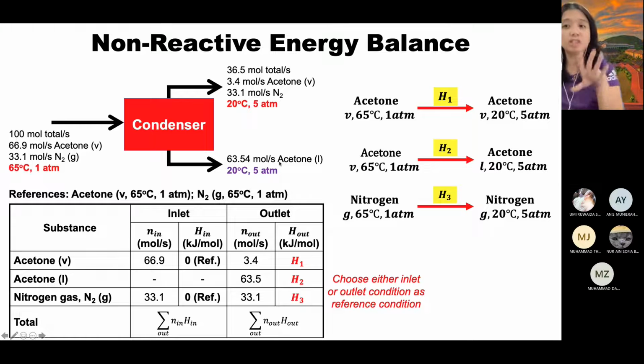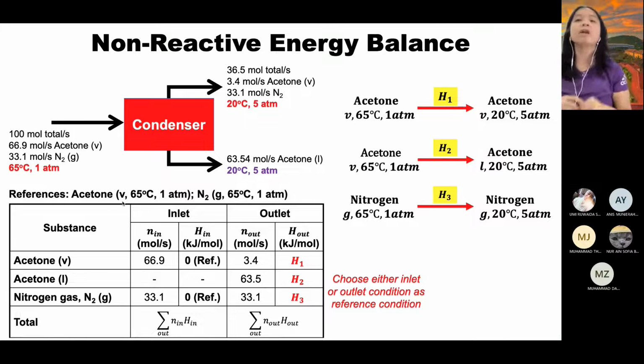Bottom product dia is just acetone liquid, 63.54, 20 Celsius 5 atm. So this all you have to first. Molar flow rate tak tahu tak apa lagi, tetapi temperature, pressure, phase dah kena tahu. Itu adalah kerja energy balance. Mass balance just provide molar flow rate sahaja. Okay, then reference condition. Okay, reference condition ini untuk non-reactive.